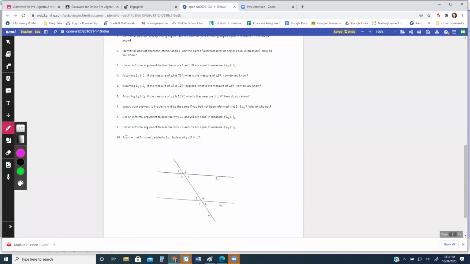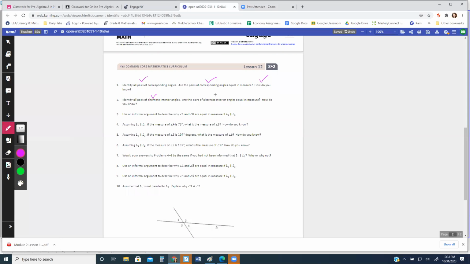You've got this little thing down here. Are the pairs of alternate interior angles equal in measure? I don't know. You tell me. How do you know? You got to tell me that. Use an informal argument to describe why 1 and 8 are equal in measure if L1 is equal to L2. So let me tell you what that means.